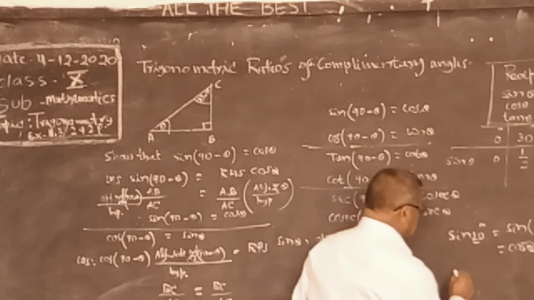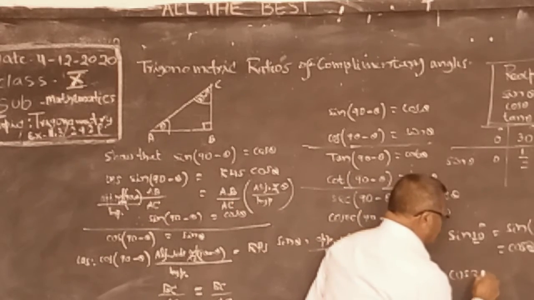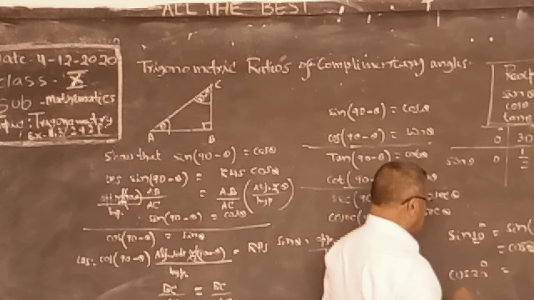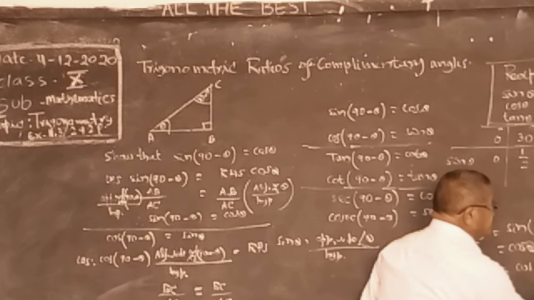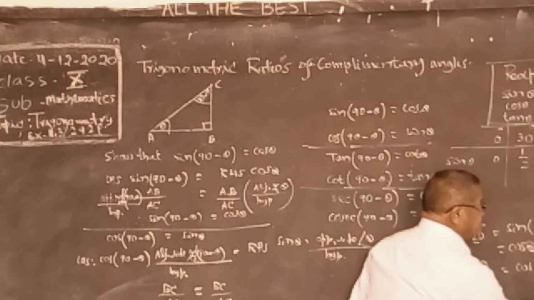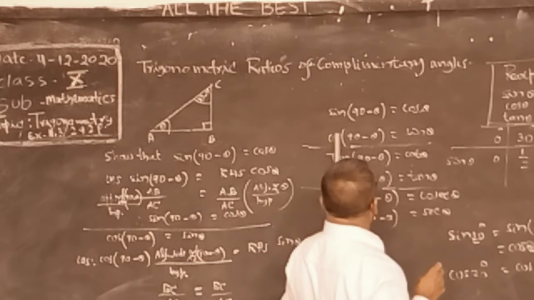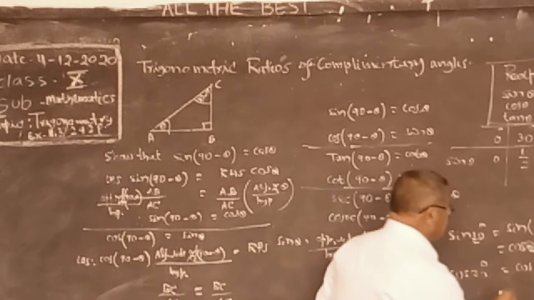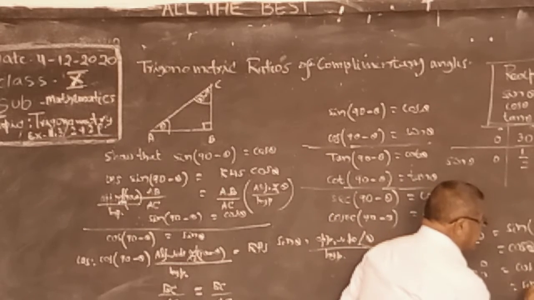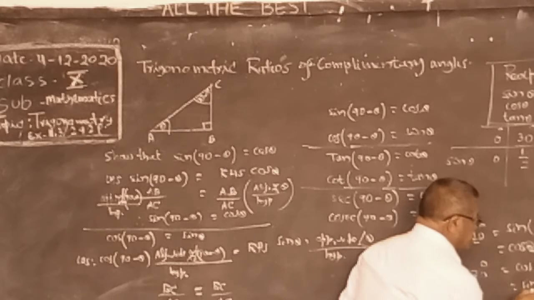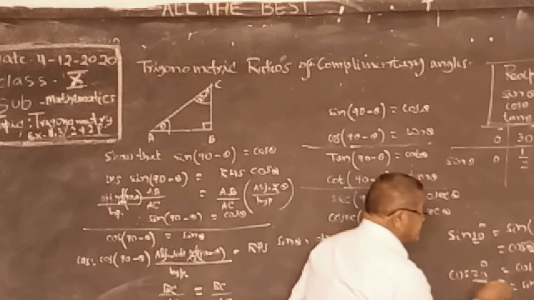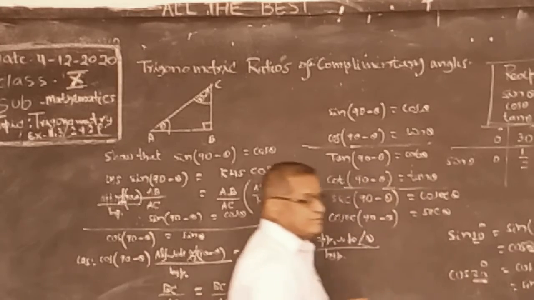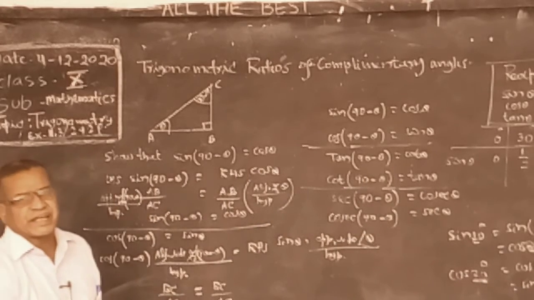Suppose I ask cos 20 degrees is equal to, how to write cos 20? Cos 90 minus 70. Cos 90 minus theta is sin theta, where theta is 70 degrees. So here both the angles, 20 and 70, are subtracted from 90 because they are complementary angles.